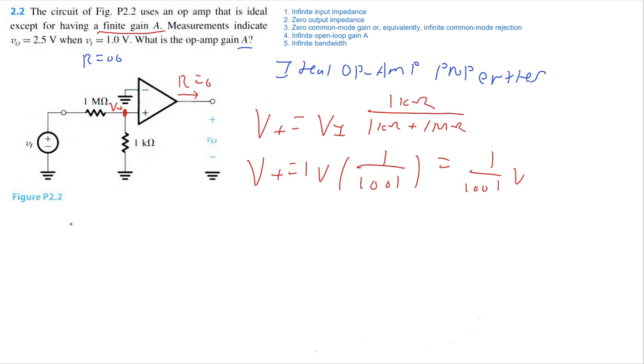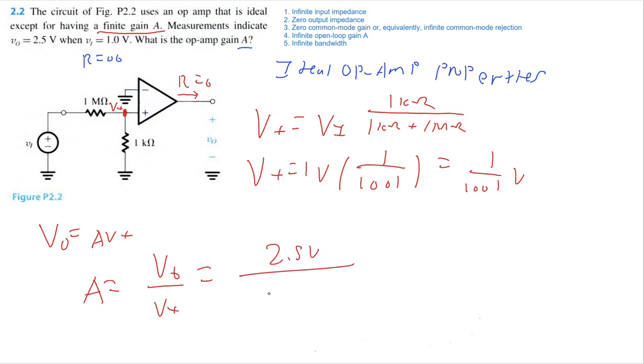Now, when we have an ideal op-amp with a finite gain, we can use this expression: V out equals the gain times the voltage at the positive rail. So we can solve for A equals V out over V positive, which is 2.5 volts divided by 1 over 1001 volts. And I'm getting 2,502.5 volts per volt.